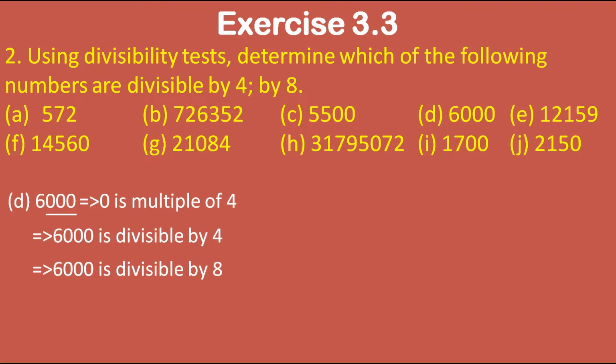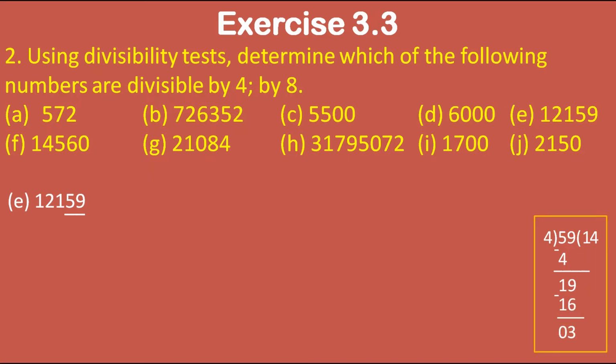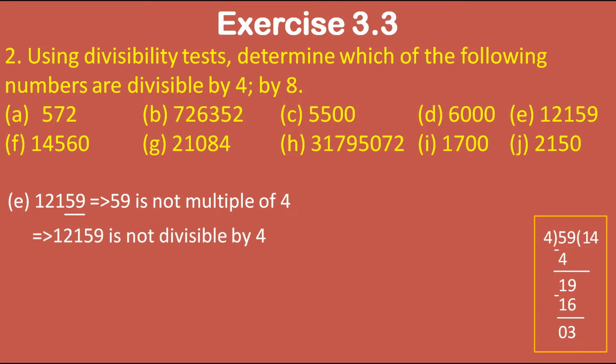Now let's move to the next number, that is 12,159. Now we have to check the number formed by the last two digits, that is 59. Let's divide it by 4. 4 ones are 4. 5 minus 4 gives 1. 9 came down. 4 fours are 16. 19 minus 16 gives 3. As we are getting a remainder, 59 is not a multiple of 4. Therefore, the number is not divisible by 4.